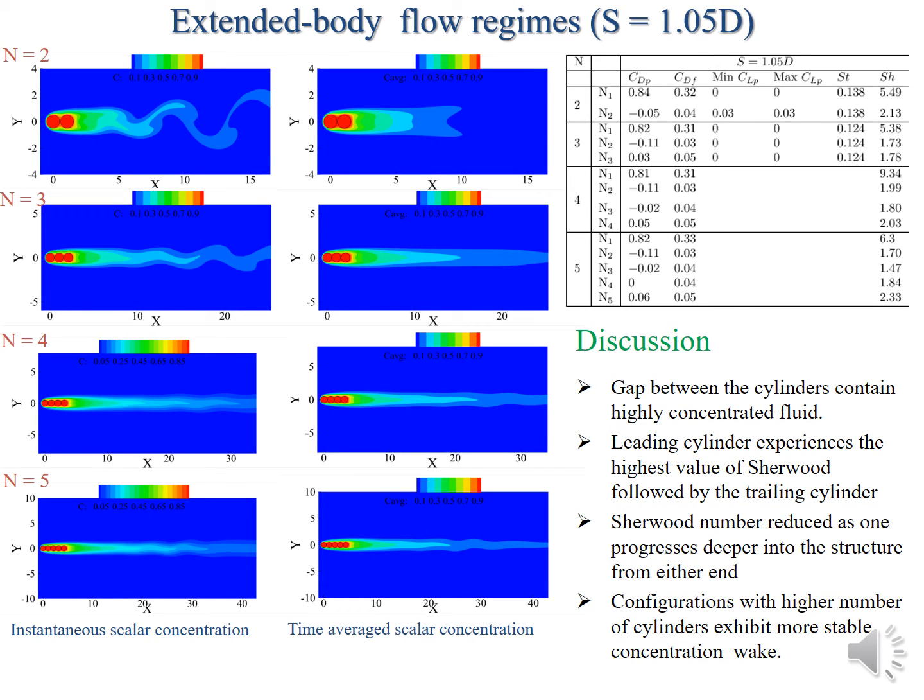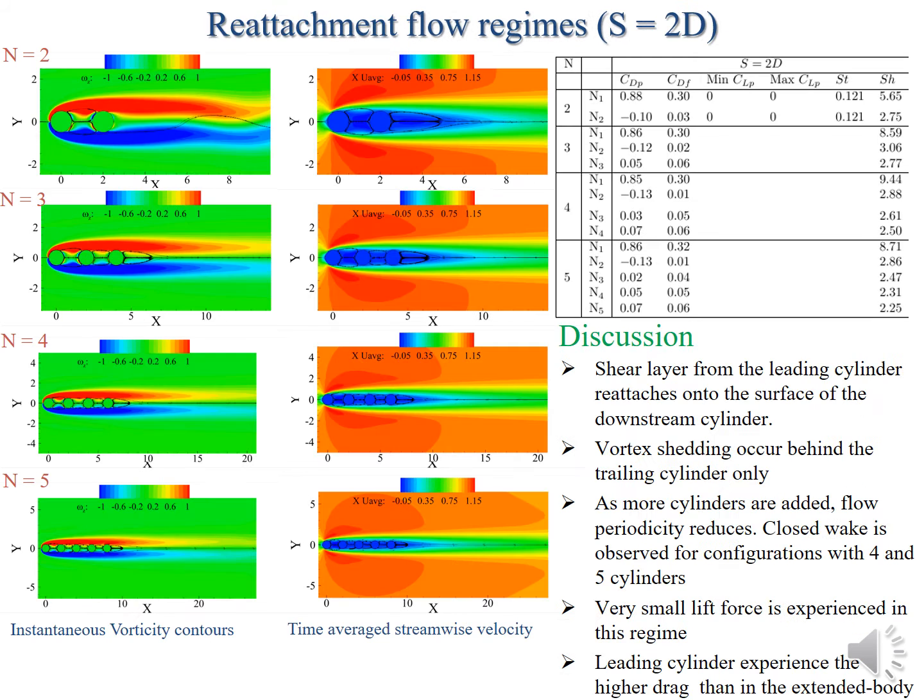So the mass transfer coefficient also behaves the same. We have the extended body. We have very high mass transfer from the leading cylinder, but as you go downstream, you find that the mass transfer is not as great. This is because we have very minimal mass transfer from the trailing cylinder.